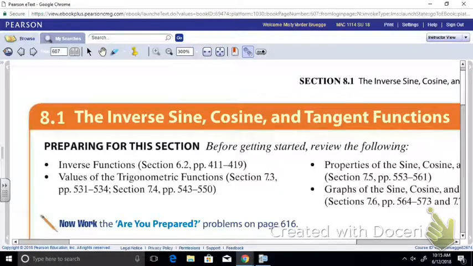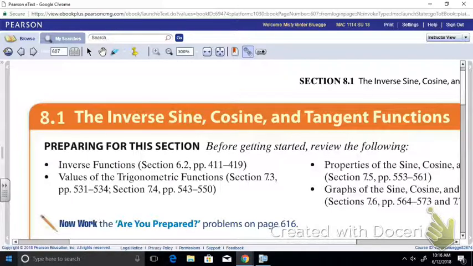Okay, so go ahead and label this. We're getting into the inverses. So for 8.1, they kind of break them into segments. We're going to do inverse sine, inverse cosine, and inverse tangent. So I'm going to go ahead and give you a second just to get that labeled, and then we'll start looking at kind of what's going on here.